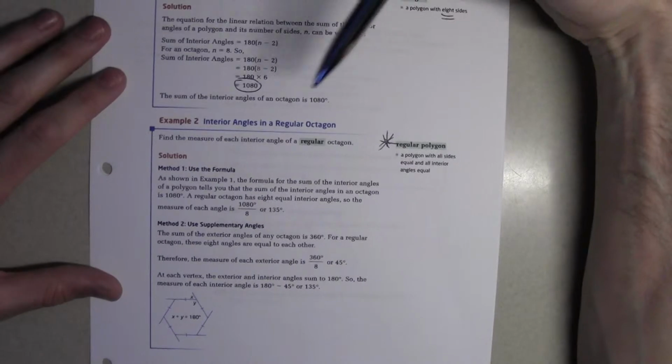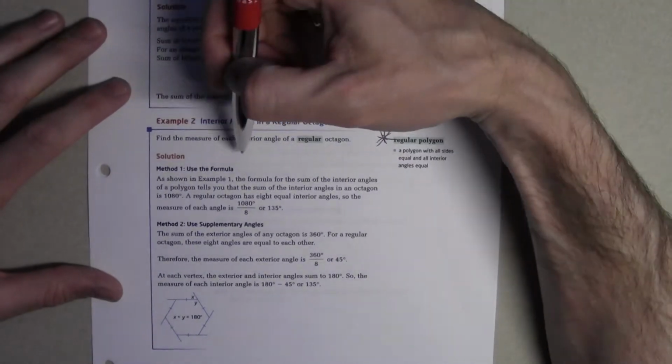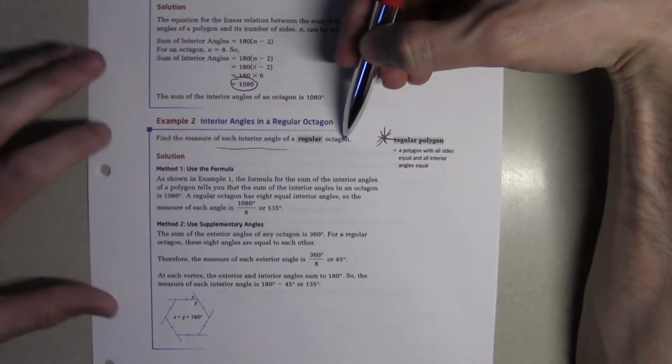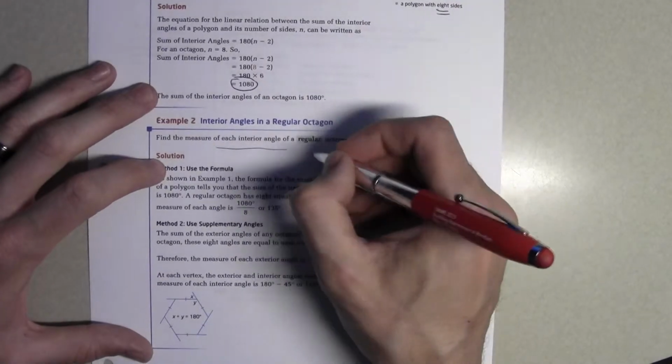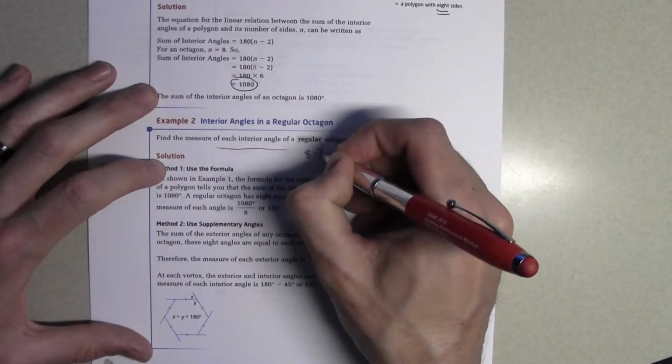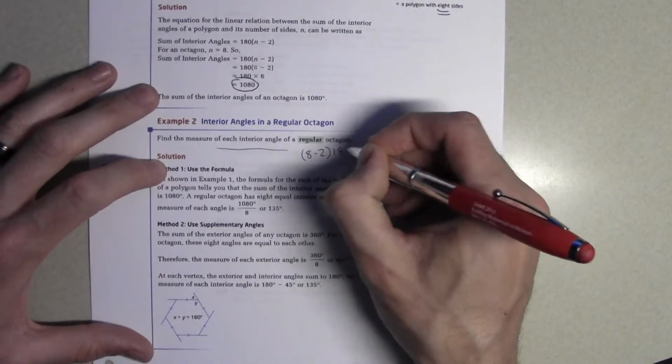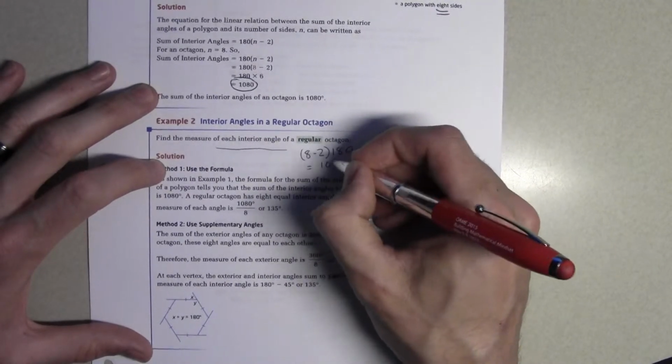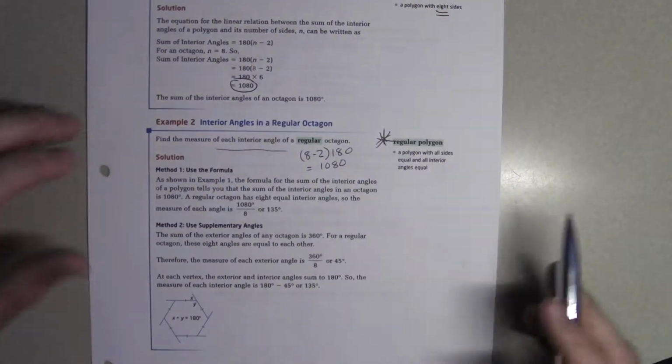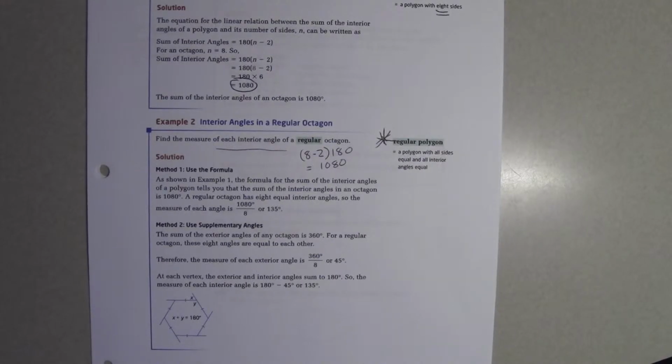It says find each measure of the interior angles in a regular octagon. So a regular octagon, we know there's 8 sides. So we'll do 8 minus 2 times 180. That will give us our 1080. Once we have our 1080, we know that all the sides are the same, just like an equilateral triangle, what does that mean about the angles? Matthew? They're all the same. Yeah, they're all the same. The sides are the same, the angles are the same.